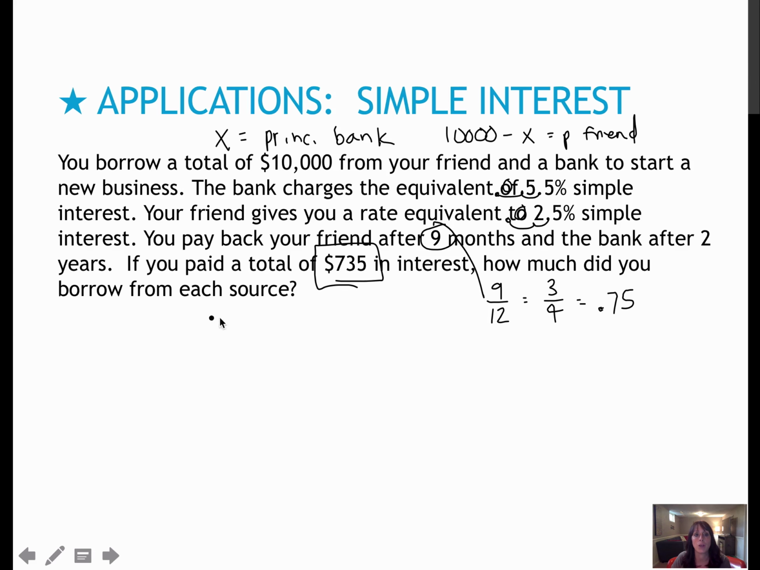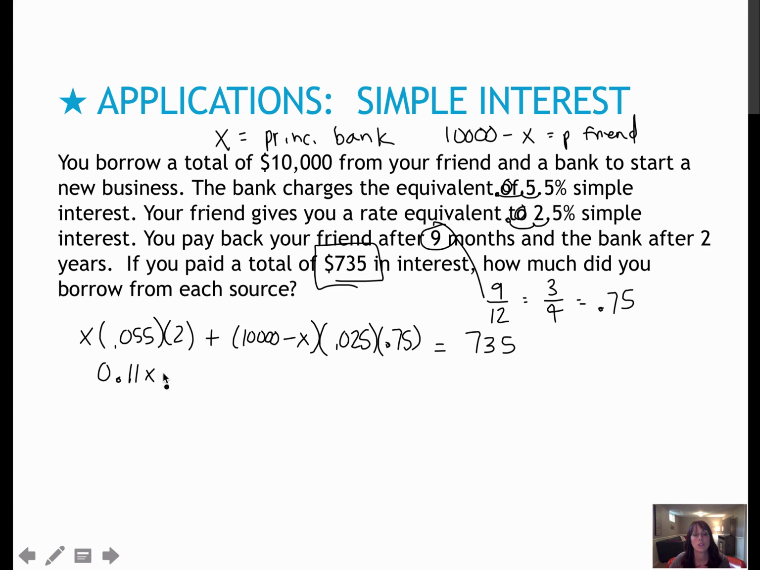So to borrow money from the bank, the principal is X, the rate is 0.055, the time is 2 years, and the principal from my friend is 10,000 minus X times the rate of 0.025 times the time of 0.75, equals 735 total. So the first term should be 0.11X. And I'm not going to distribute anything on this value yet until I've multiplied these two values together, which gives me 0.01875. And that's the value that I'll distribute to both values.